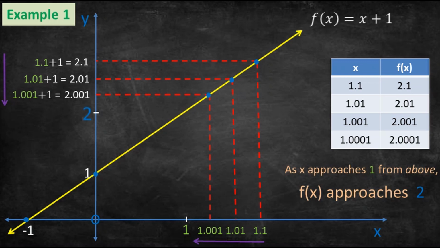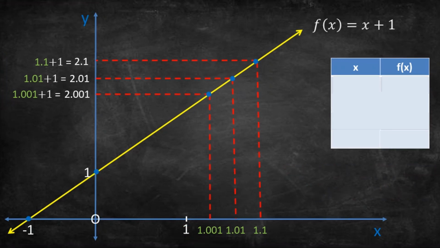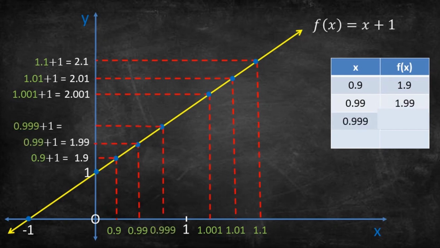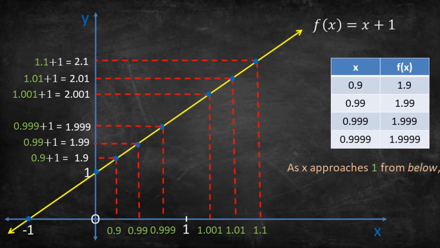And what we see is that as x approaches 1 from above or from the right, f of x approaches 2. We now want to see what happens to the function values as we approach 1 on the x-axis from below. Once again, we can substitute in values closer and closer to 1, but below 1, and find the corresponding function values. What we see in this case is that as x approaches 1 from below, the function values get closer and closer to 2.